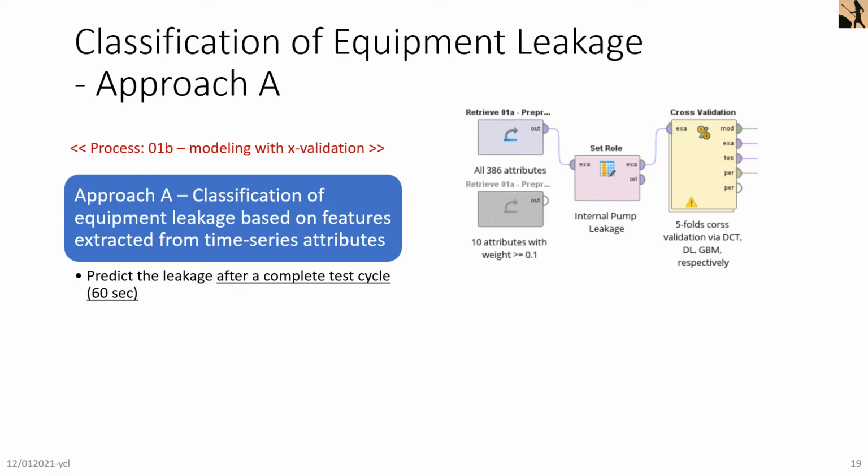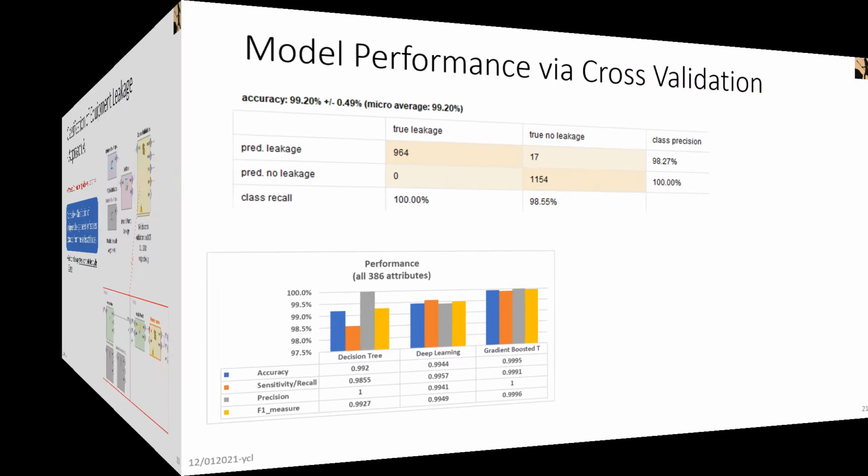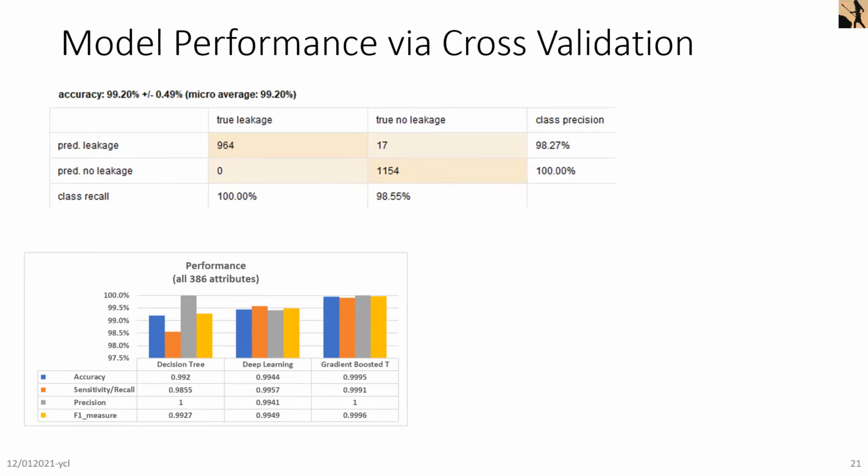So instead, you can use the top 10 attributes with the highest weight. And here we use the 380 attributes and set the label, and then go through the cross-validation where we split into the training and validation phase. As you can see here, we have a decision tree currently running, but we can also link to deep learning or GPT. Now let's look at the result. This is the confusion matrix from the cross-validation.